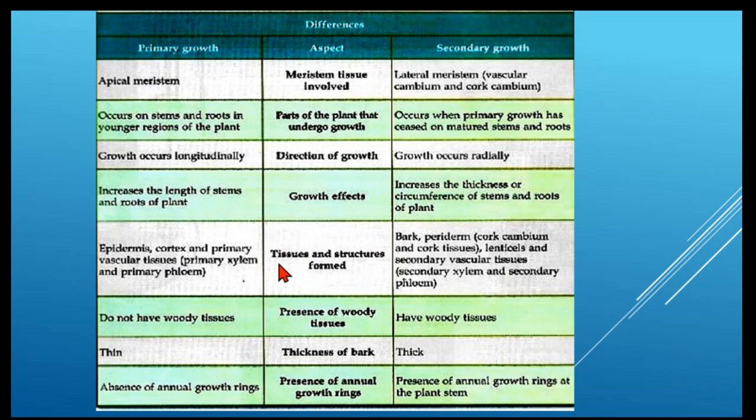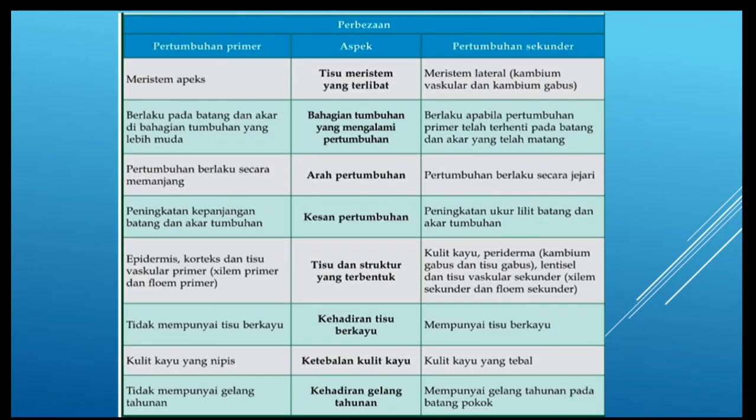Another aspect, tissues and structures formed. Here, epidermis, cortex, primary vascular tissue lah, primary xylem, primary phloem. But here, dia akan form bark, kulit kayu, the periderm, the cork cambium, and cork tissues. Okay, the lenticels, the secondary phloem, secondary xylem. Presence of woody tissue. Di sini do not have woody tissues, but here have woody tissues. Thickness of the bark, here thin, here thick. Presence of annual rings, absent here, present here. Okay, so this is the Malay version.